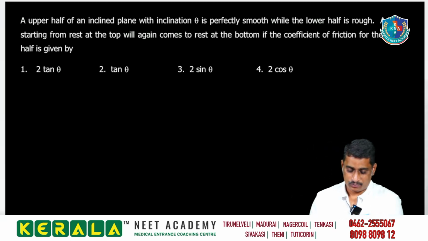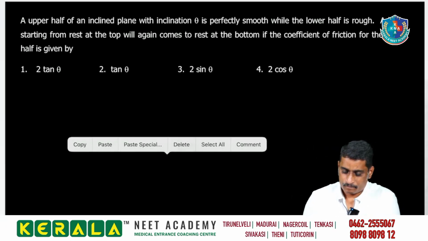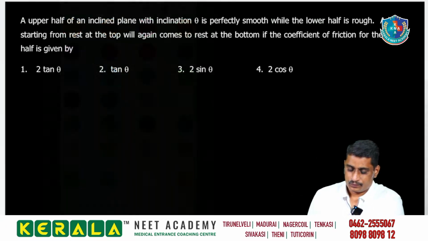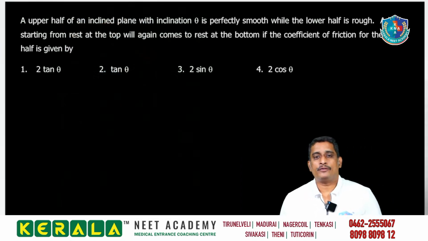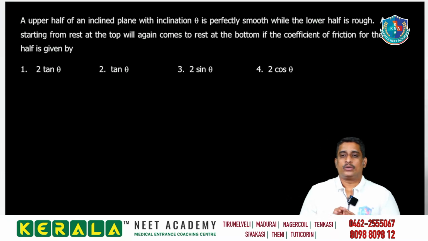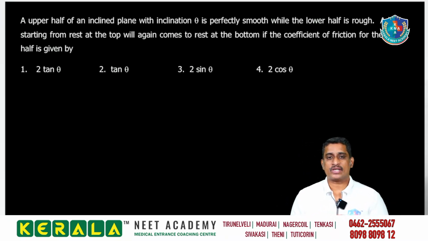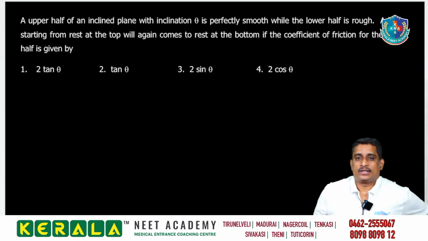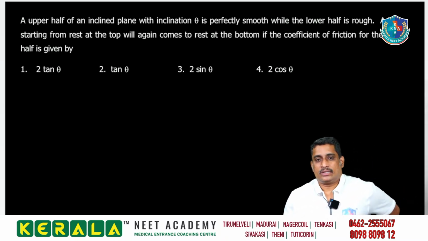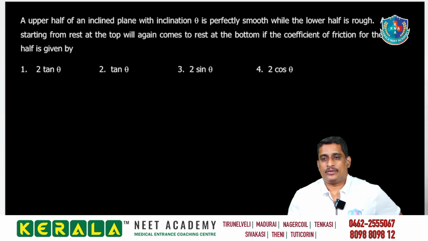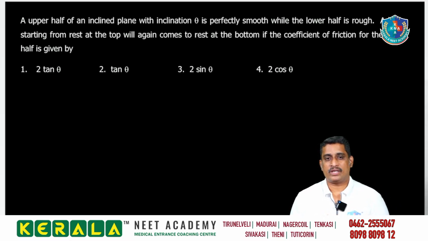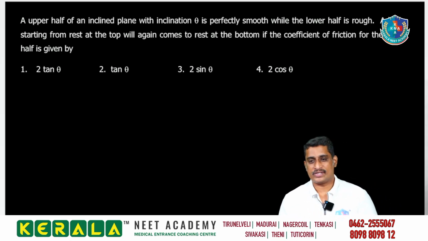Okay, come to the next example. The upper half of an inclined plane with inclination theta is perfectly smooth, while the lower half is rough. A body starting from rest at the top will again come to rest at the bottom if the coefficient of friction for the remaining half is given by.